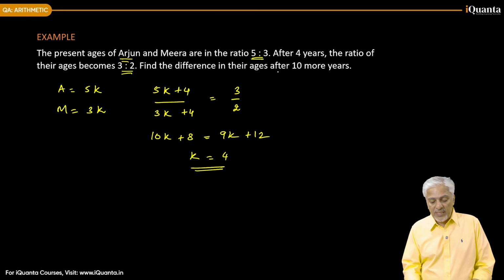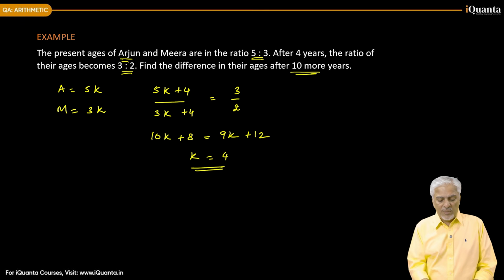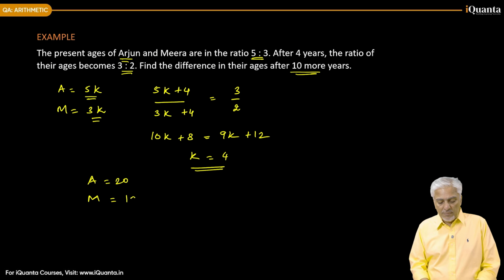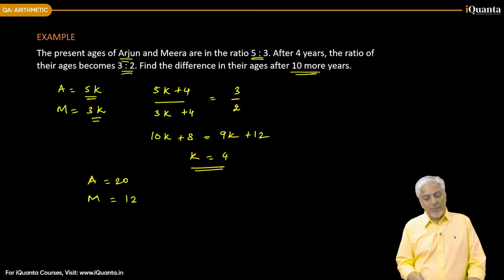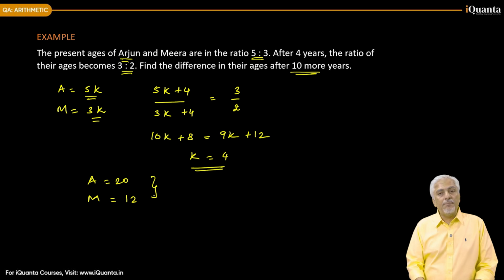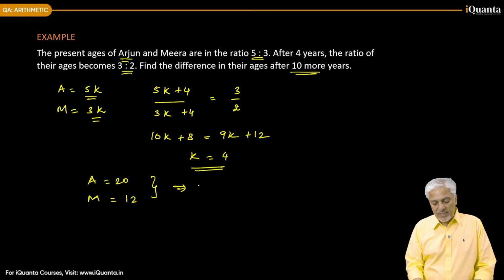We want to find the difference in their age after 10 more years. Let's find their present ages. We'll come to the remaining part later. So Arjun will become 20, 5 fours are 20. And Meera will become 12. That means presently the difference in their ages is 8 years.